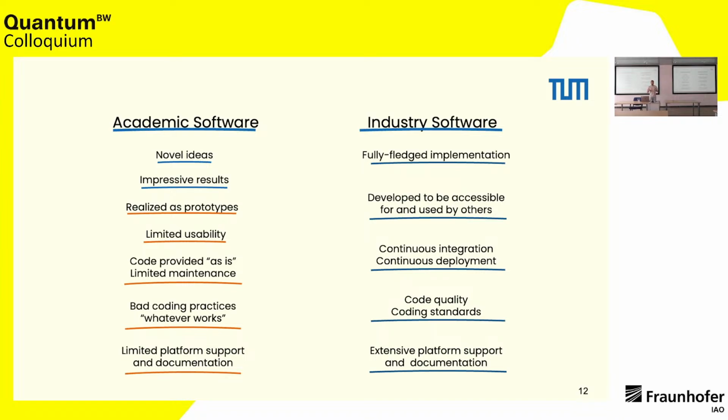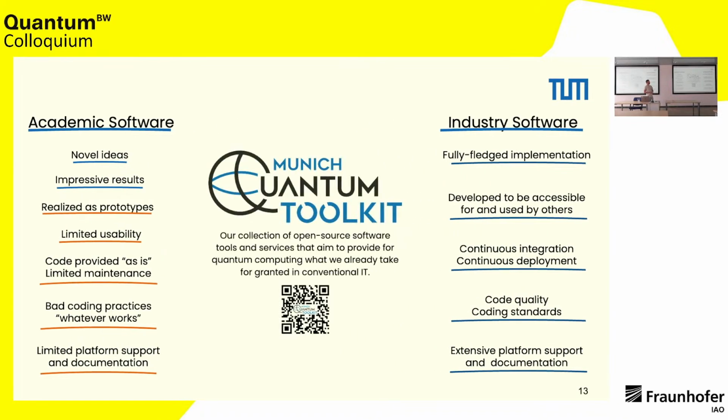Back to the actual topic of what we do, is we are developing the Munich Quantum Toolkit as a collection of tools that tries to make possible what we take for granted in conventional IT for quantum computing. We try to take great academic software, great ideas, implement them, develop them, and also move them more and more to this right side of really industrial grade software that you can use, that others can use, that others can build on. And we have quite some history by now on actually making that work.